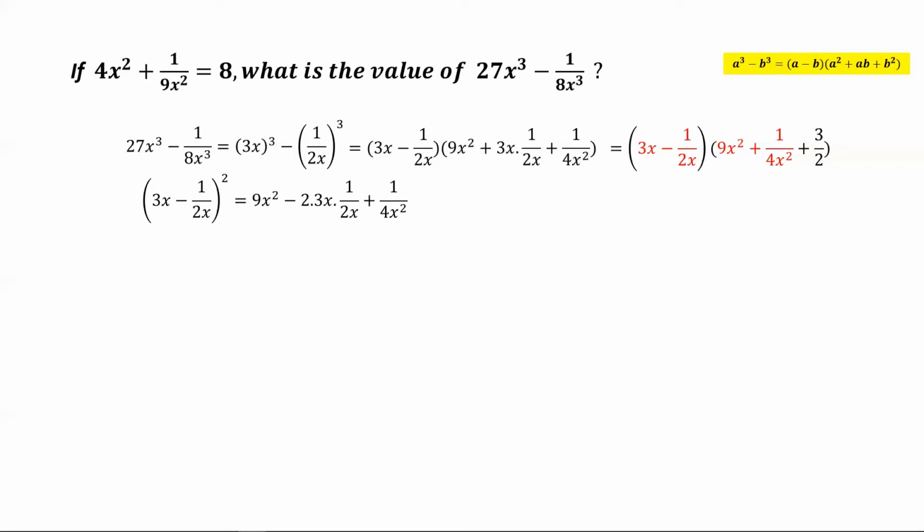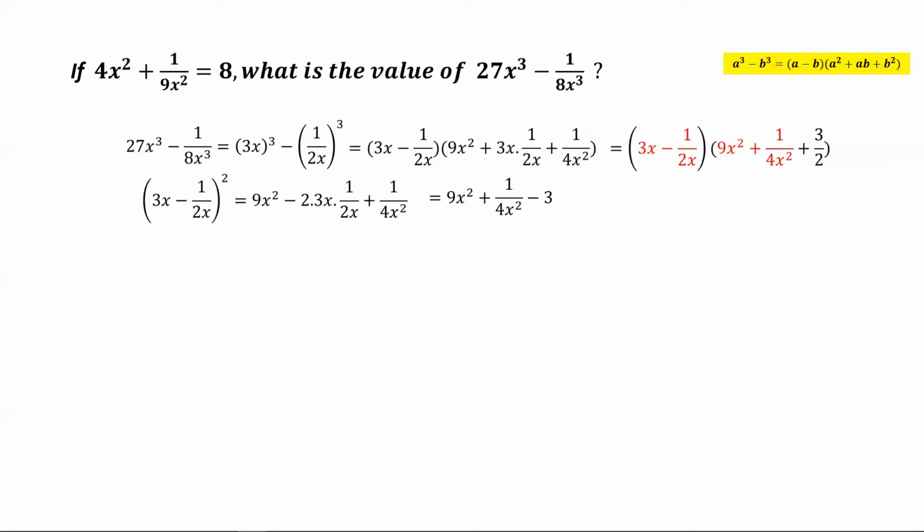This is simple from the formula of a minus b whole square equal to a square minus 2ab plus b squared, which is an even more standard formula than a cube minus b cube. For the middle term, 2 multiplied by 3x multiplied by 1 by 2x, x and x get cancelled out, and we're just left with 3. So I can rewrite this as 9x squared plus 1 by 4x squared minus 3.